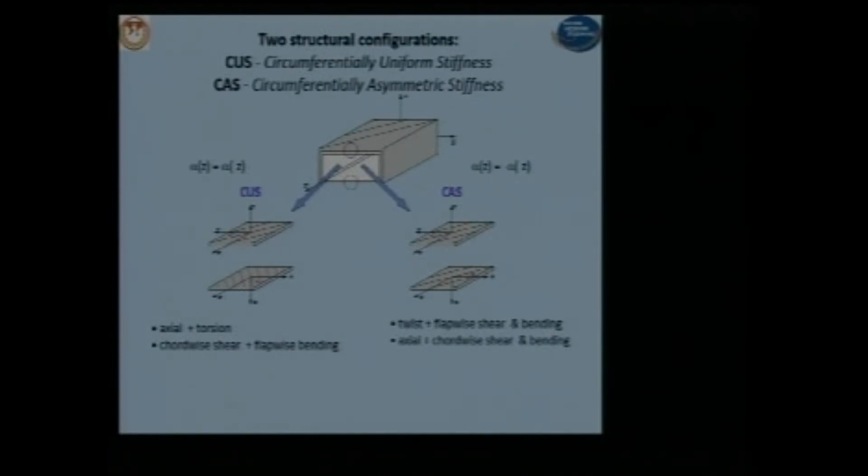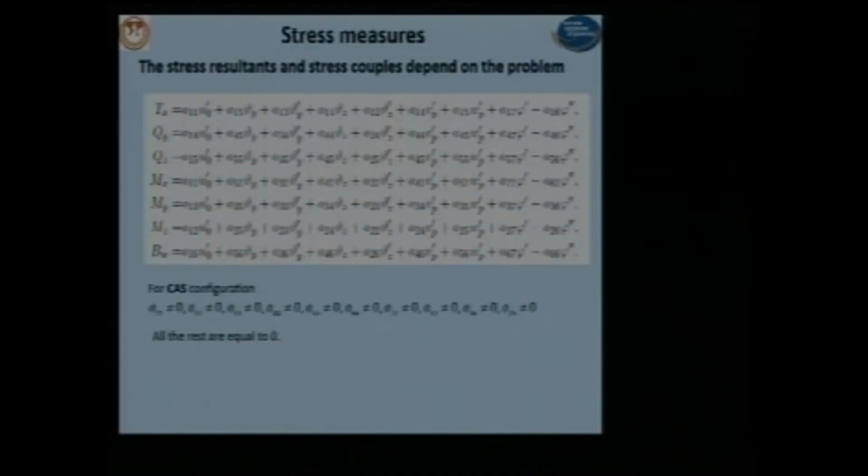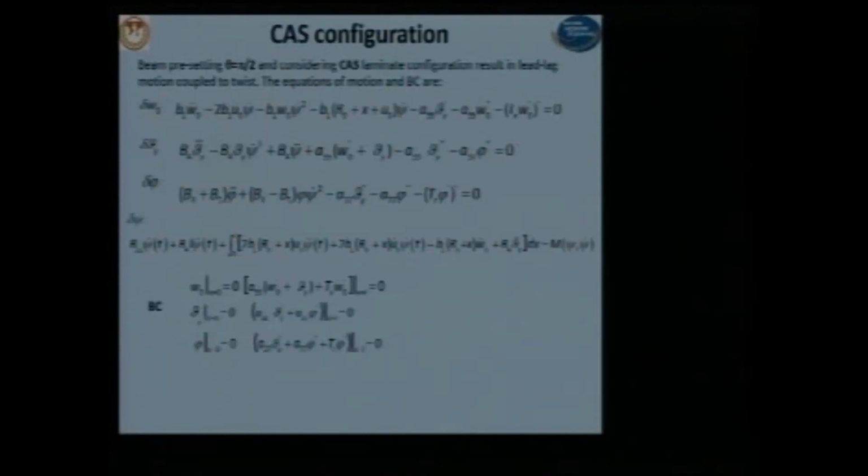And also, there are two sets of equations. Three of them are coupled, twist and bending, and another three, this is axial and flapwise shear and bending in the opposite direction, and axial displacement are also coupled. And then we considered the CAA configuration, asymmetric stiffness. Then some terms are different from 0. These terms are different from 0, and these terms are different from 0. The rest are equal to 0. And this is a simple, specific case.